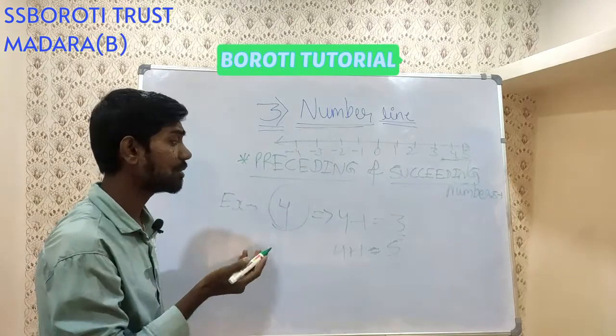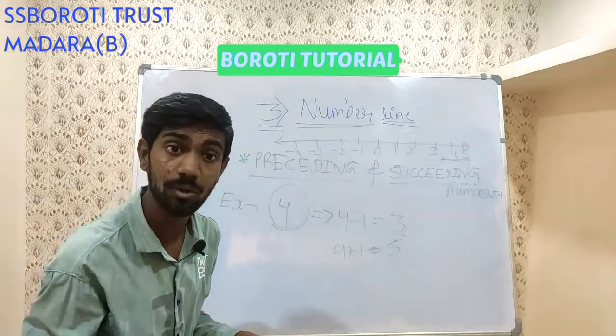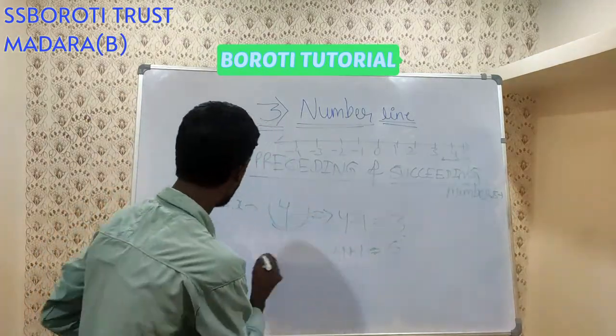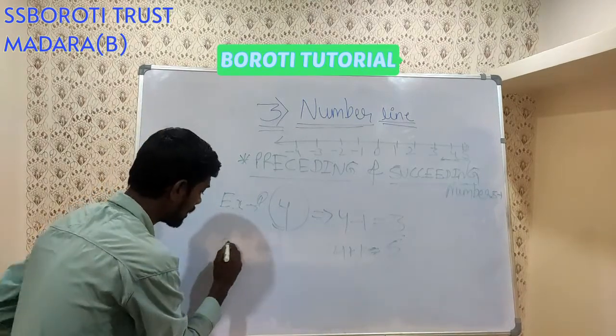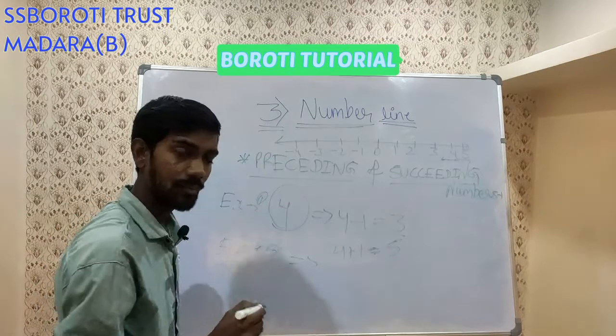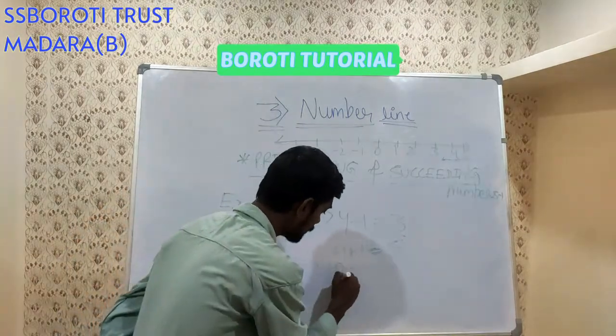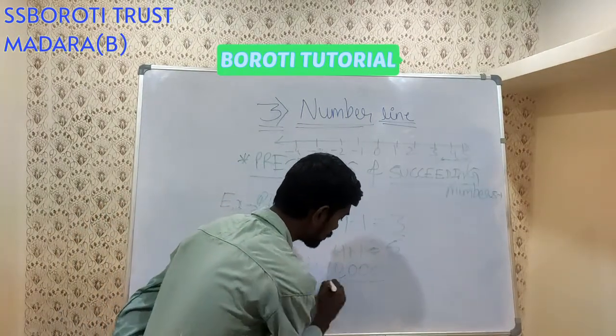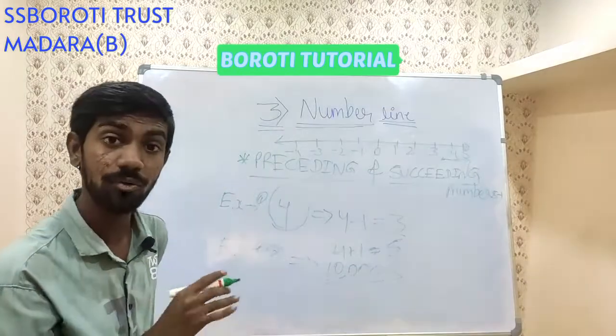Whatever the given number is, it will be 4 or bigger numbers also, you can take. Okay. For example, we'll take another example here. This is example 1. We will take another example, example 2. Here they ask you to find the preceding and the succeeding number of 10,000.